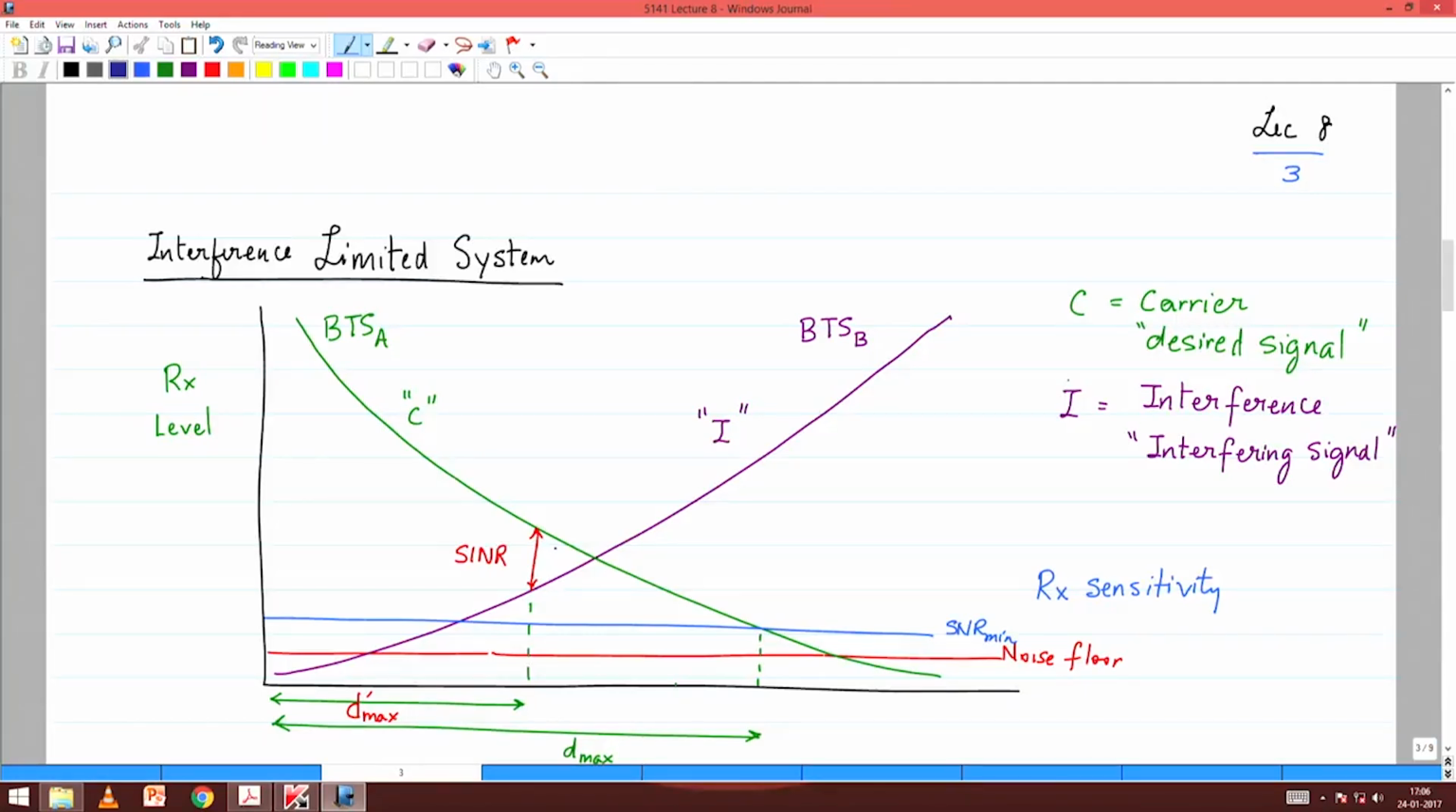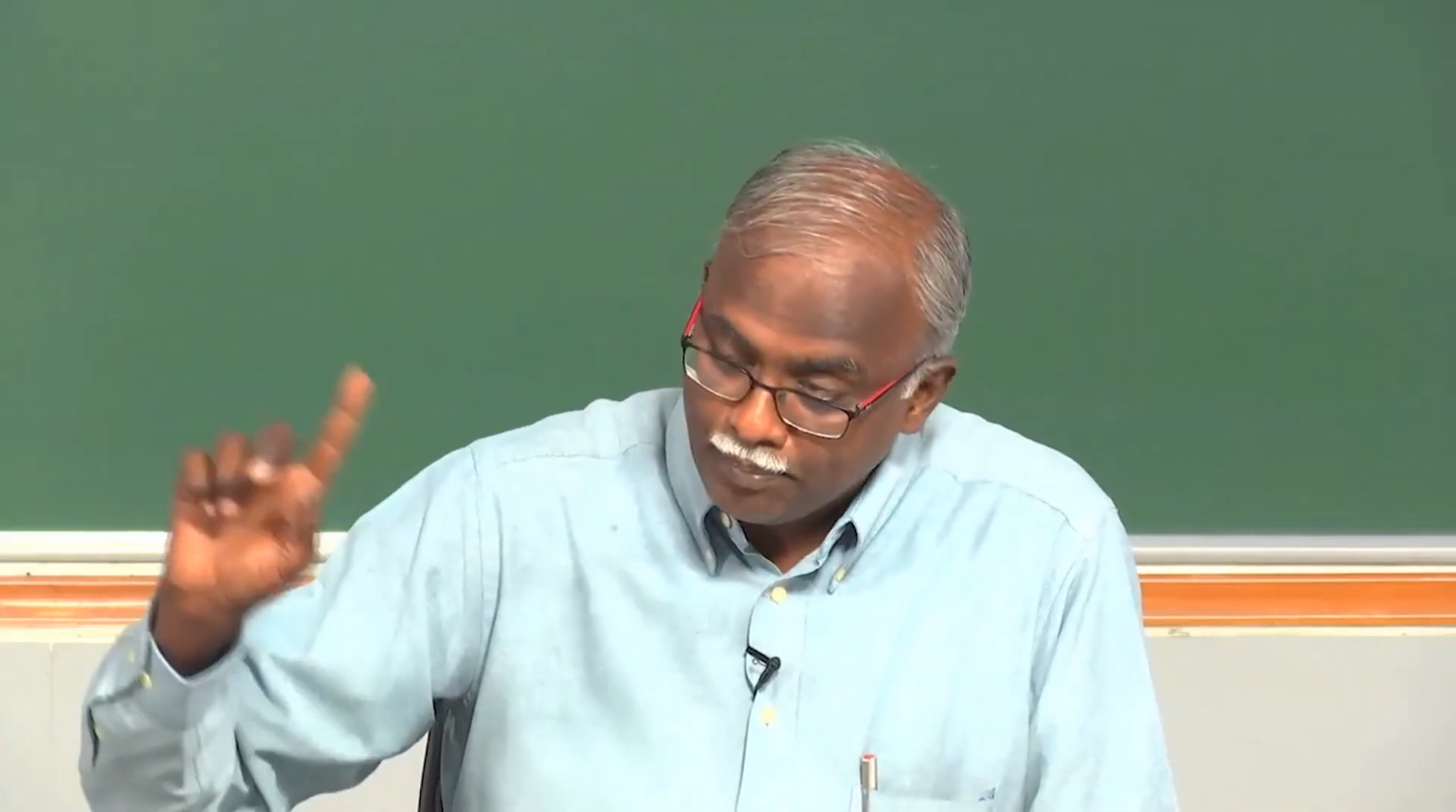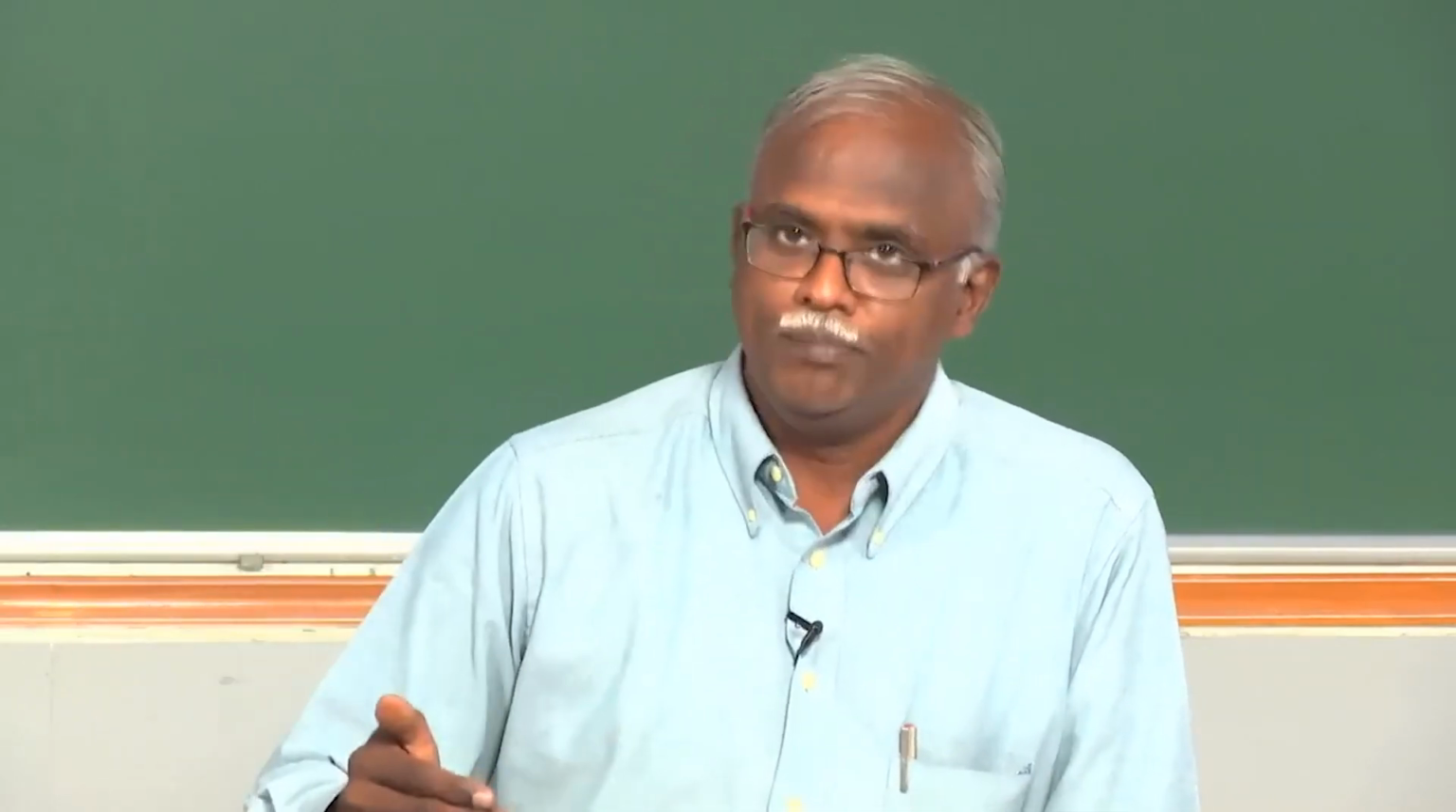What else affects your range? In a noise limited system, it would only be your transmitted signal power, because nothing else affects it, and of course the margin that you want to keep. But in this case, the power level with which base station B is transmitting will also impact you.